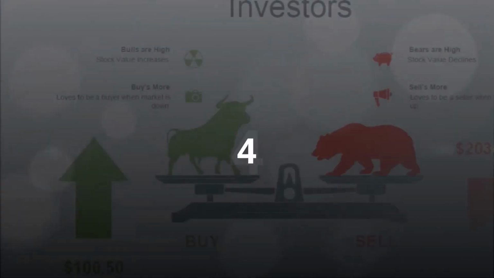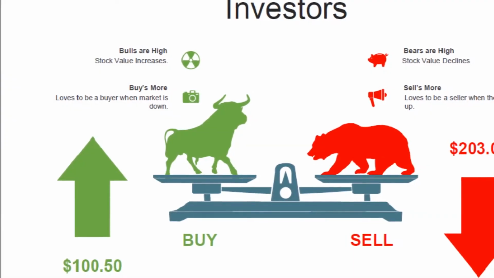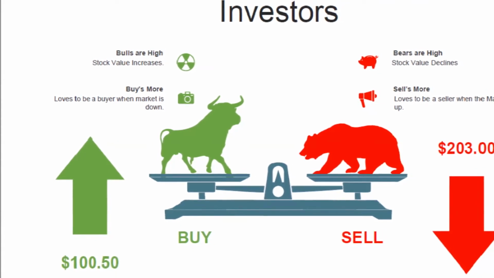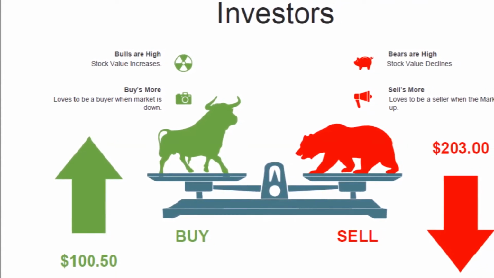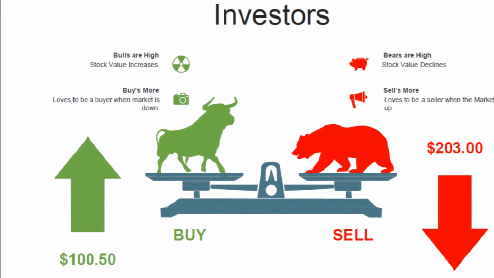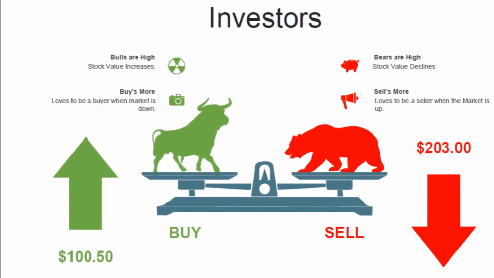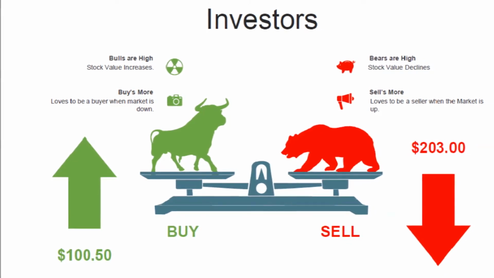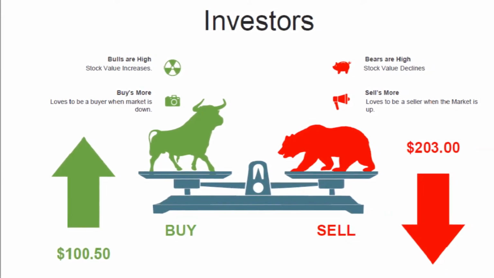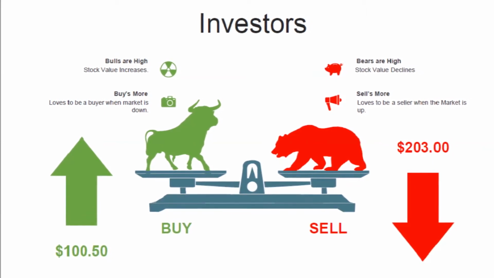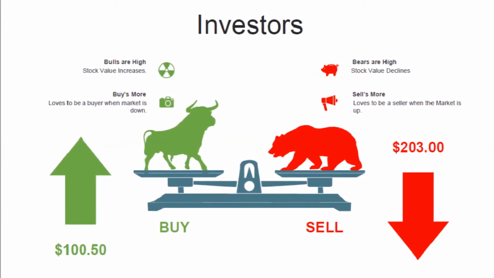Number 4. Investors. Investors, the market players, have an impact on share prices. With more bulls than bears, the prices increase. With more bears than bulls, share prices decline. When the market is going down, we love to be a buyer. When the market is going up, we love to be a seller. It happens when a buyer is happy with the amount of profit and share gain he has attained, he sells it, or he may be a speculator or a short-term investor.